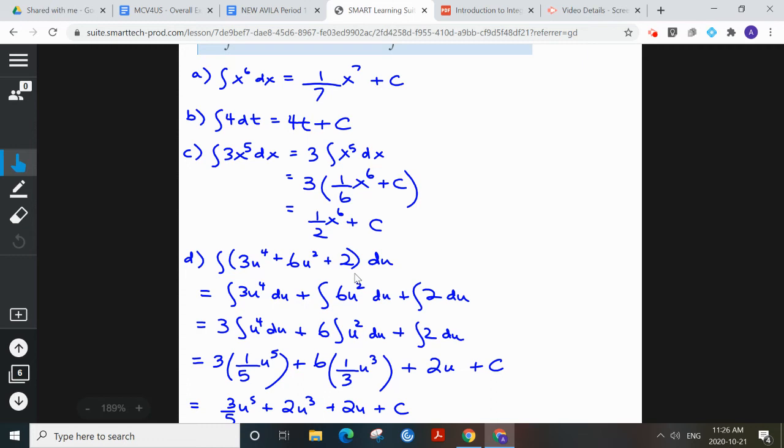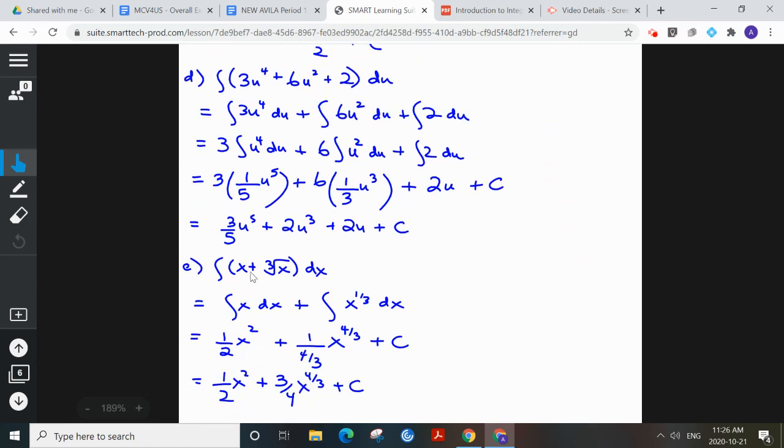If I'm starting with something more complicated like this, I can start by breaking it down into 3 separate integrals. Then I can factor out those constants from my integrals. Then it's easier for me to apply the rules that I know. For u to the 4, I can do u to the 5 times 1/5 to get my original function. For u squared, the integral would be u cubed times 1/3. And for 2, the integral would be 2 times u, because if I took the derivative of u, I would just get 2. Okay, and then I can simplify those factors.